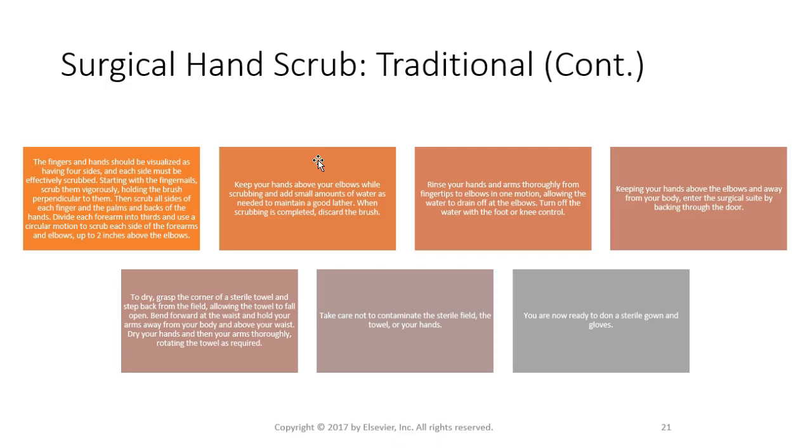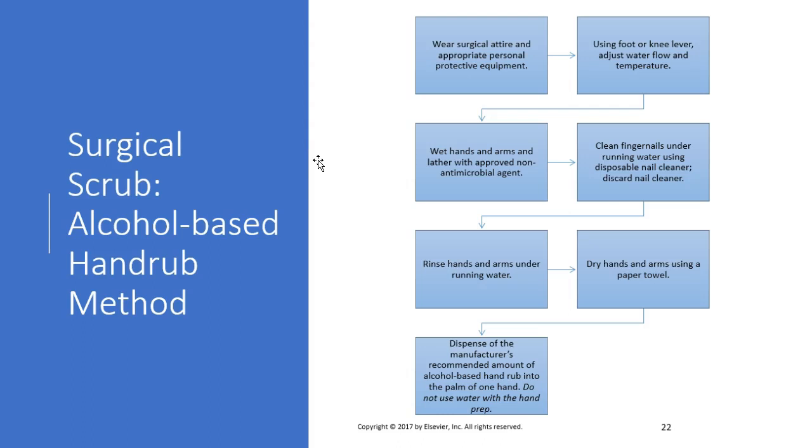To dry, grasp the corners of a sterile towel and lift from the field, allowing the towel to fall open. Bend forward at the waist and hold your arms away from your body and above your waist. Dry your hands and then your arms thoroughly, rotating the towel as required. Take care not to contaminate the sterile field, the towel, or your hands. You are now ready to put on gown and gloves.